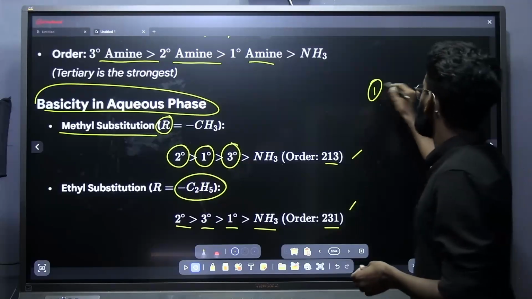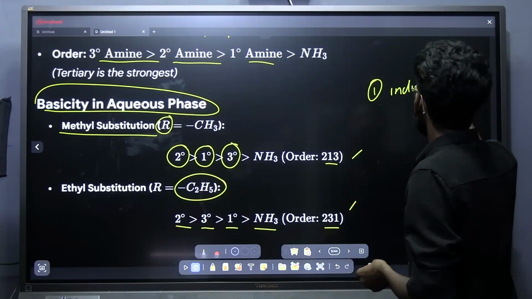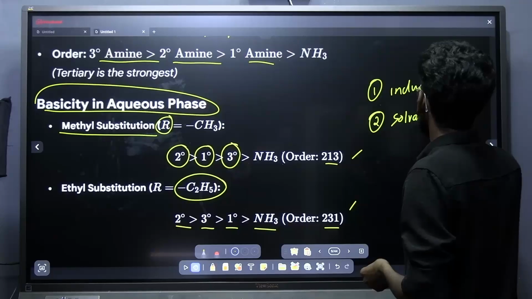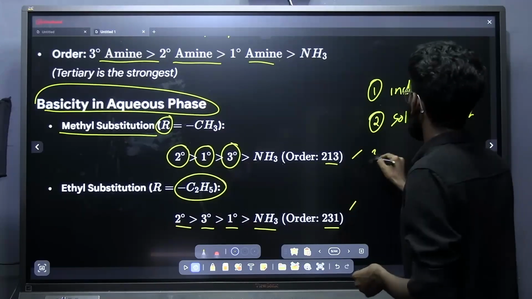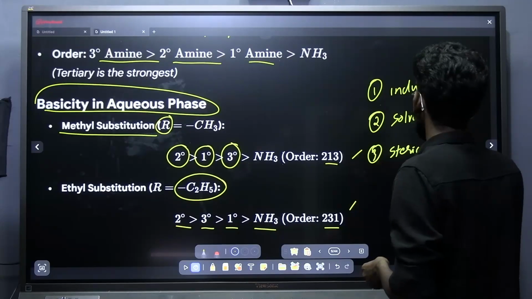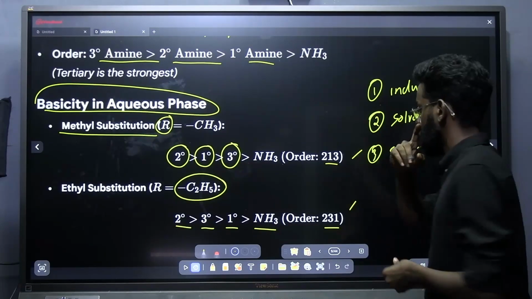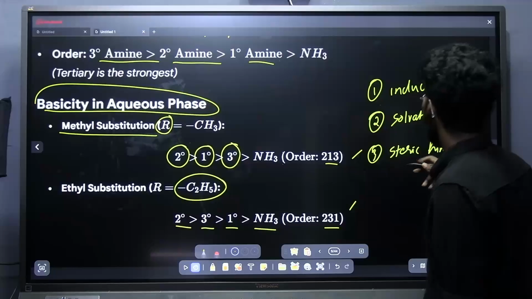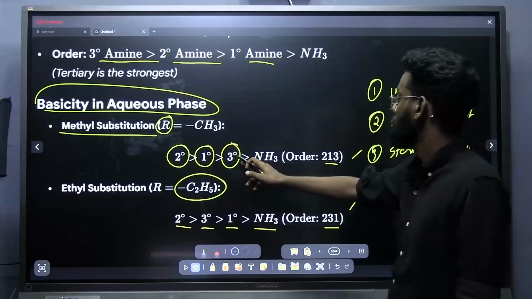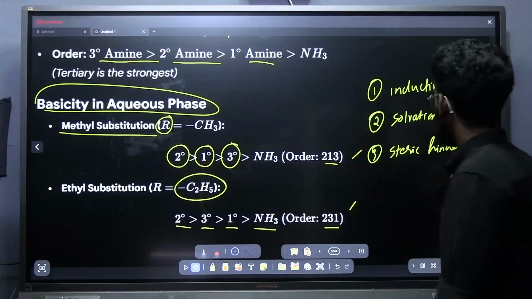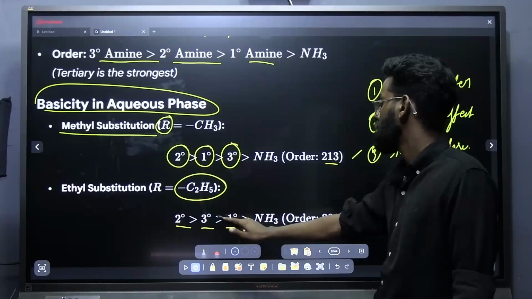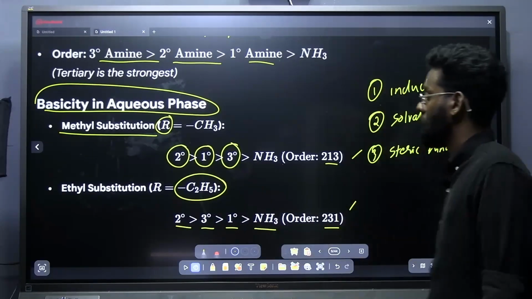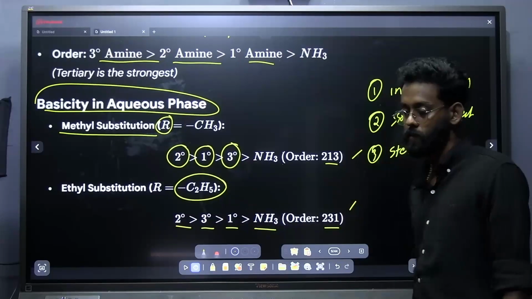The 3 reasons: first one is inductive effect, second one is solvation effect, and third one is steric hindrance. Okay, in the case of methyl substitution, the solvation effect will be dominating, and which will decrease the basicity. In the case of ethyl, the steric hindrance will be dominating, and that will be decreasing the basicity of primary amine. That is why there is 1 3 here and there is 3 1 here.